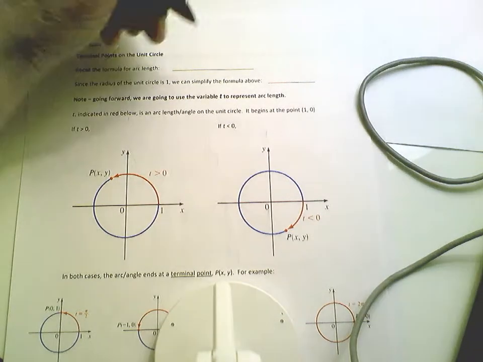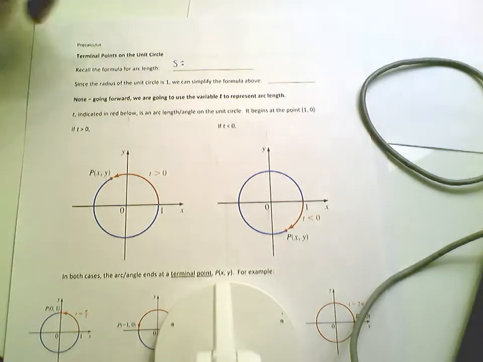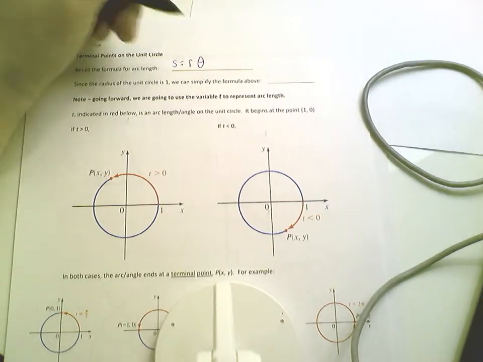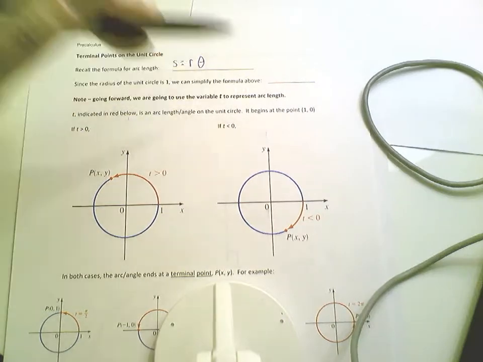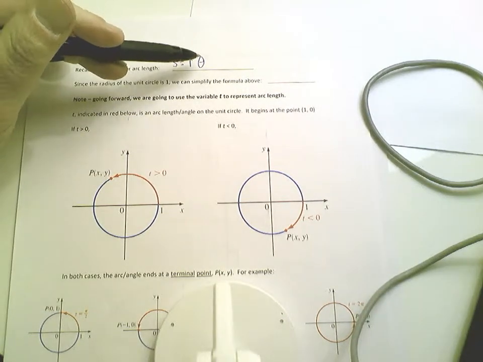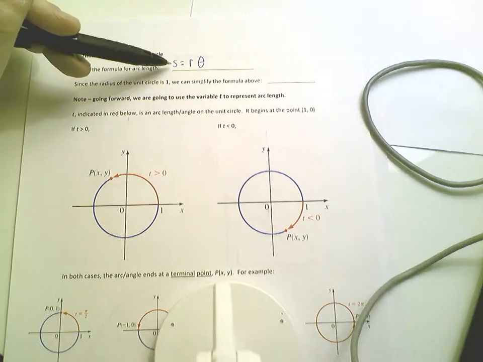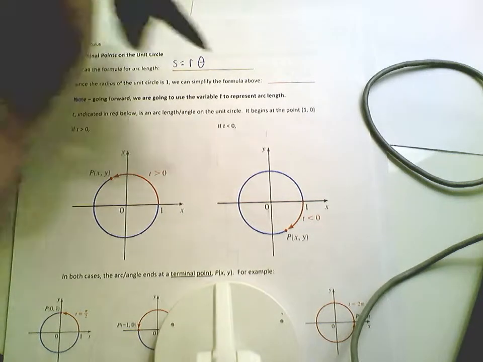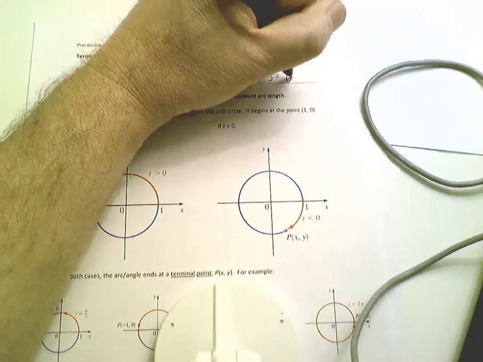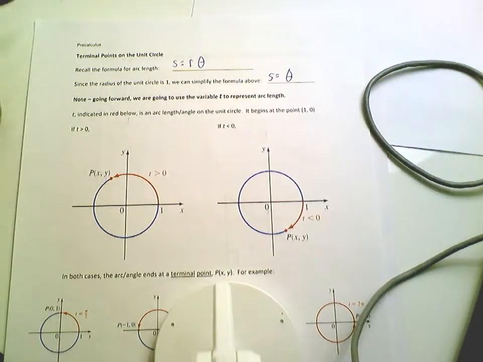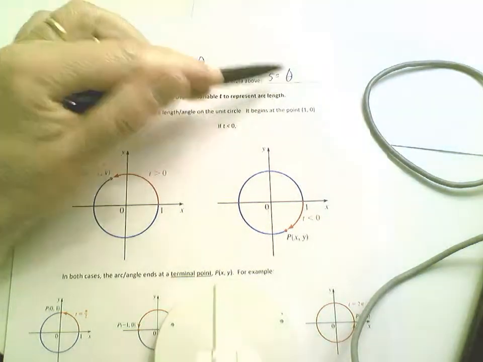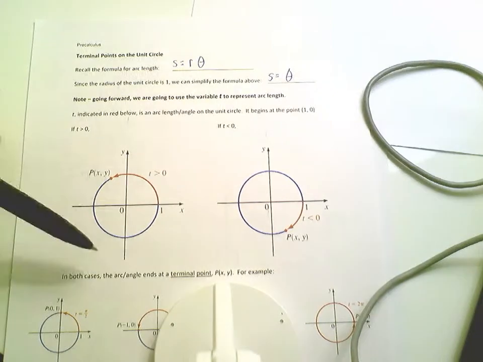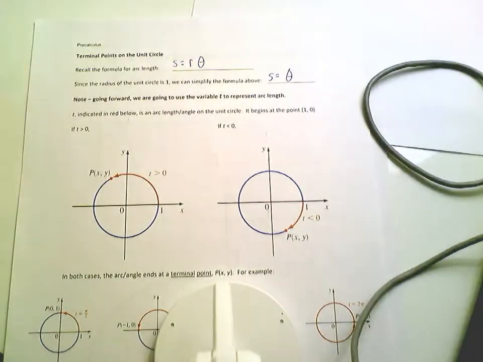We said arc length S equals R theta. R is the radius of your circle. Theta is your angle measured in radians. There's my sector, or my arc length. And if the radius of a unit circle is 1, we get a very simplified result. My arc length is equal to the measure of the angle that is cut, measured in radians.